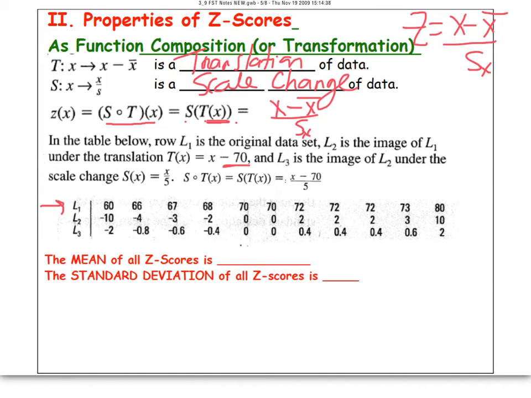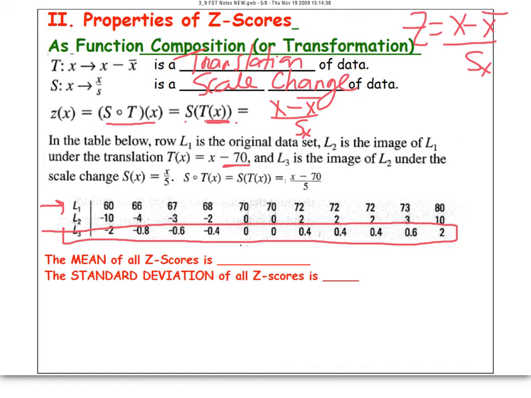Okay, now let's go ahead and do the scale change. If the standard deviation is 5, I'm going to take their score minus the mean, here negative 10, divide it by 5, negative 2. This person here at 73, again they were 3 points above the mean. If I divide that by 5, it's 0.6. So what we have here in list 3 are all of the z-scores.